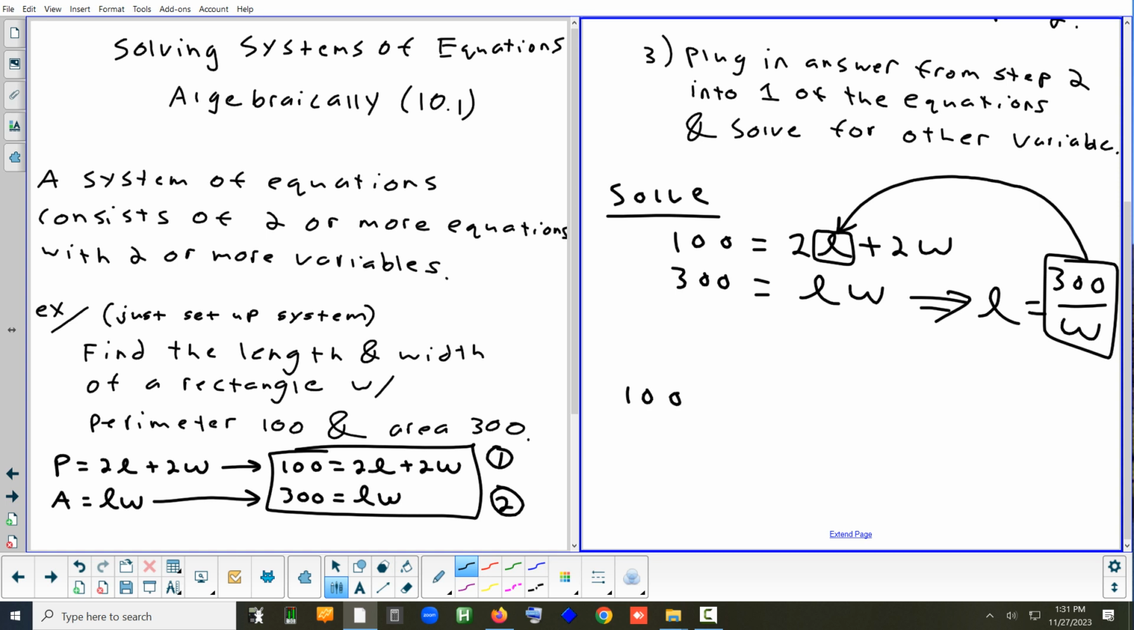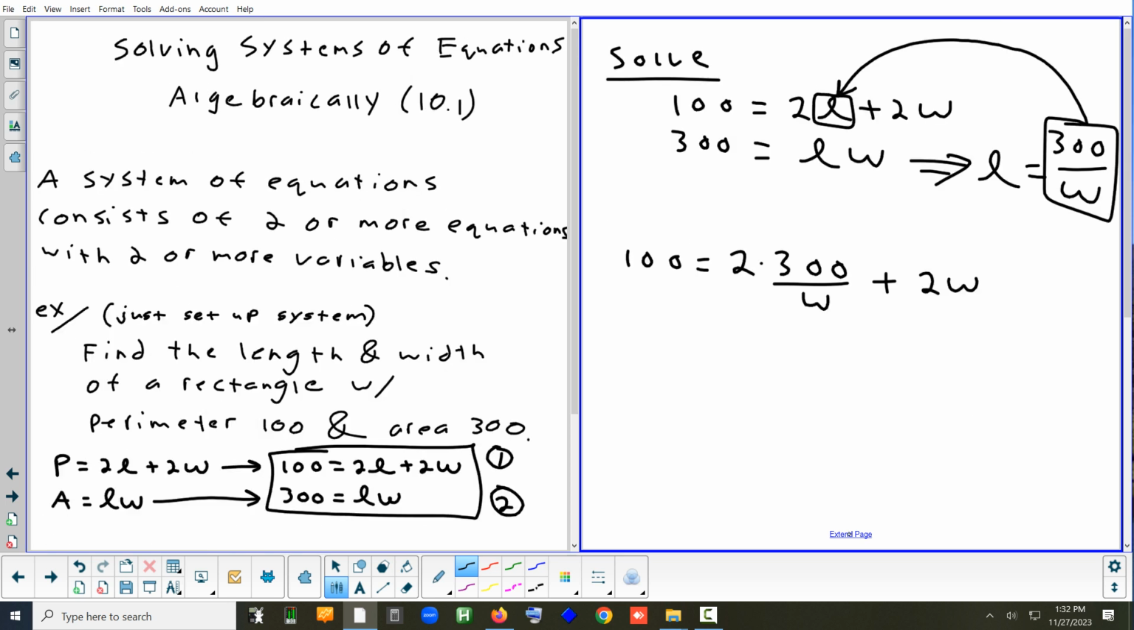So you're going to have 100 equals 2. And now replace the L with 300 divided by W. And what do I still have to add on the end? Still have to put the 2W. Okay. Now, looking at that, how many different letters are in that new equation? Just one. There's only one letter in it now, and now we can solve it.